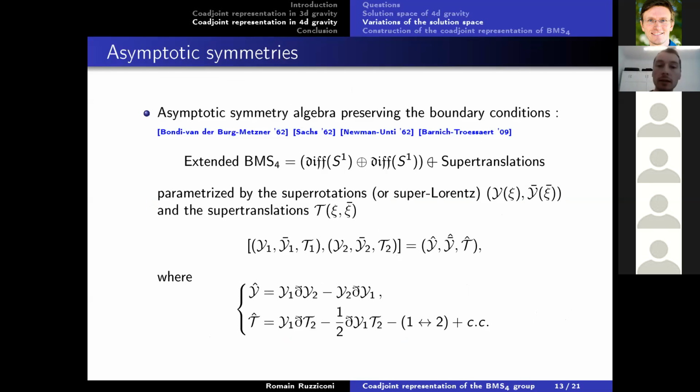So now the asymptotic symmetry algebra that will preserve the boundary conditions will be given by the extended BMS4 algebra. And it's given by the semi-direct product between the superrotations that are parameterized by these holomorphic and anti-holomorphic functions Y and Y bar, and the supertranslations here, which are parameterized by these T functions. And so these functions satisfy the following commutation relations, which are precisely those defining the extended BMS4 algebra.